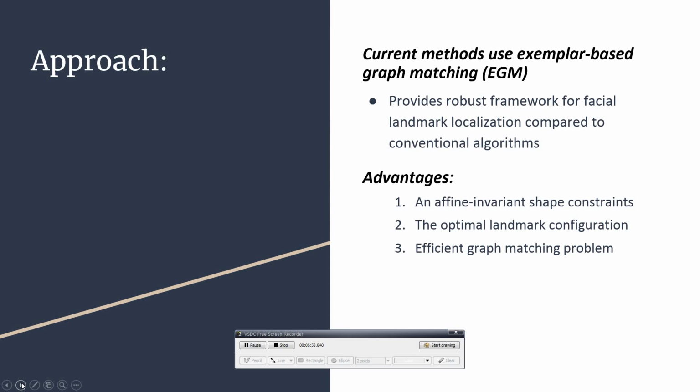The first is that an affine invariant shape constraint is learned online from similar exemplars to better adapt to the test face.